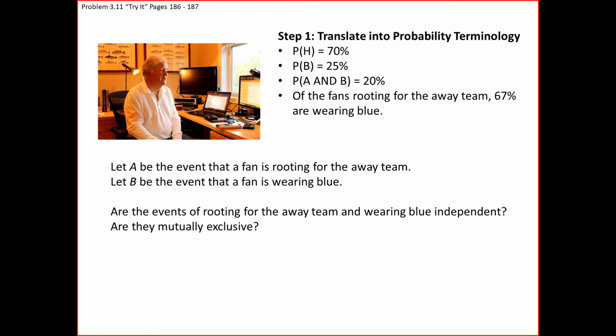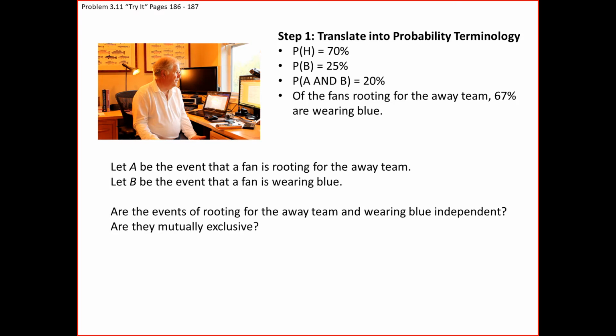And the last bullet is particularly tricky. It says of the fans rooting for the away team, 67% are wearing blue. Now, I tried to get you to look for the word given. I warned you that there's other ways to make conditional probability statements without using given. And here's one of them. It says, of the fans rooting for the away team, given that we're only thinking about fans rooting for the away team, right?